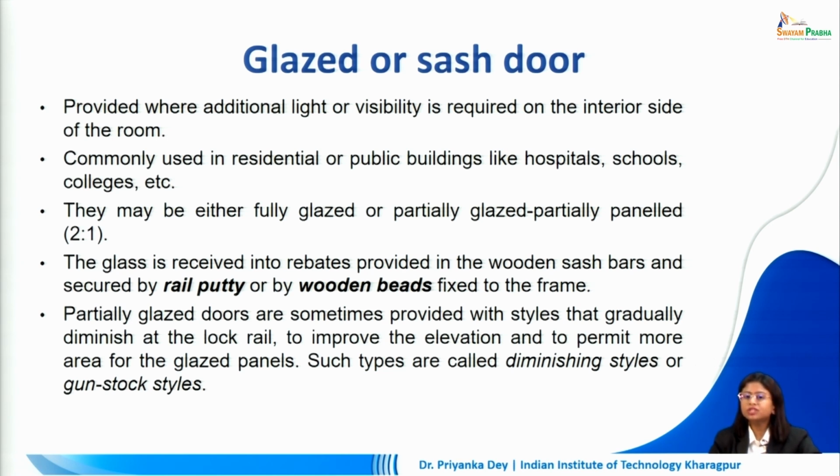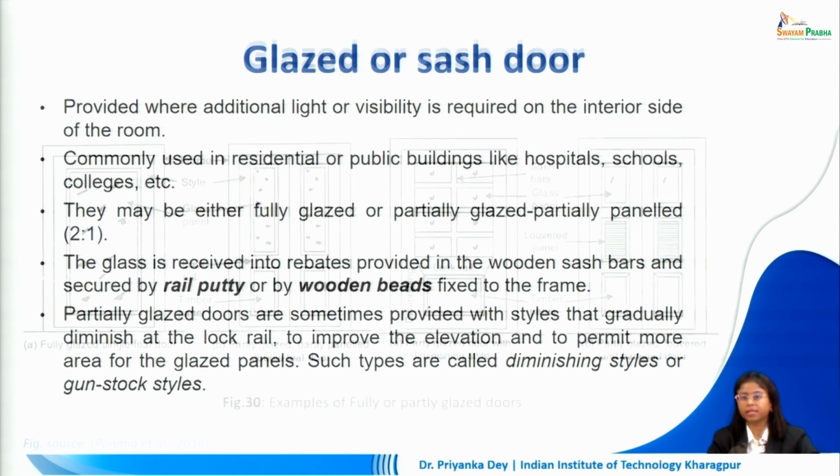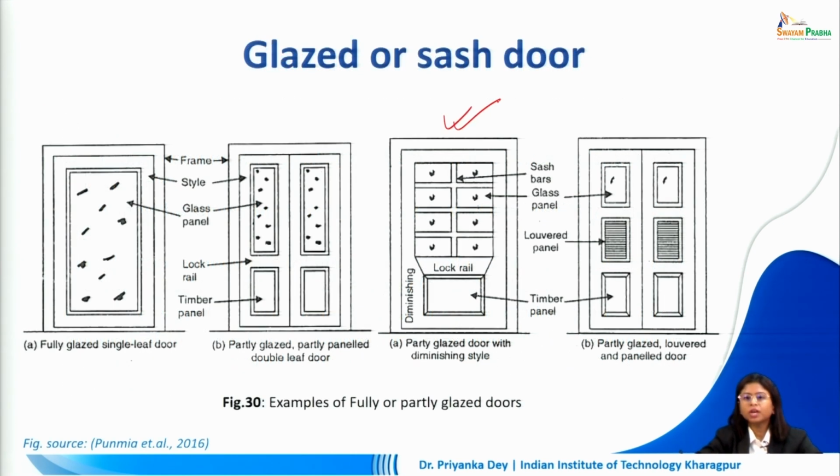The glass is received into rebates which are provided in the wooden sash bars and is secured with the help of putty or by wooden beads. These wooden beads are fixed to the frame and ensure that the glass is fixed in its position in the rebate that has been created in the wooden sash bars. Partially glazed doors are sometimes provided with stiles that gradually diminish at the lock rail. We will take a look at what this looks like. This helps us to improve the elevation and to permit more area for glazed panels. Such types are known as diminishing stiles or gun stock stiles. This is the example we were talking about, where we have a diminishing portion near the lock rail.